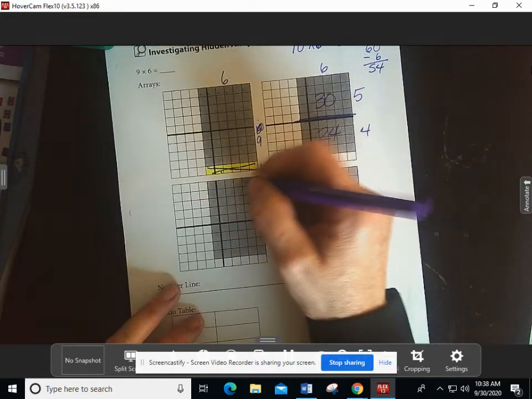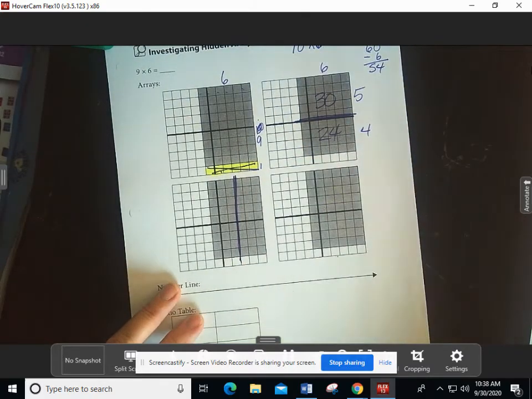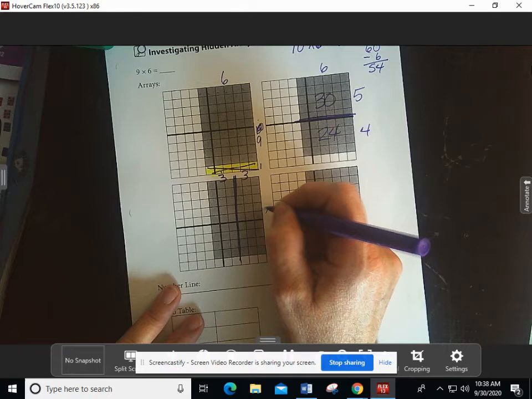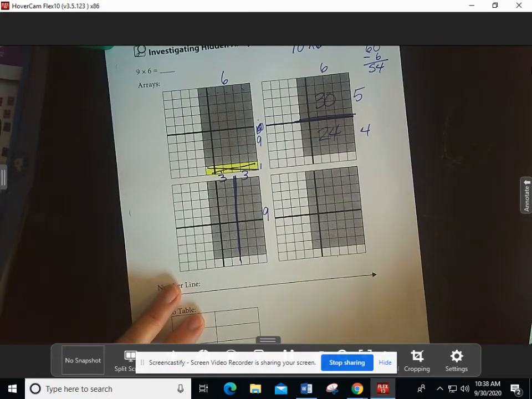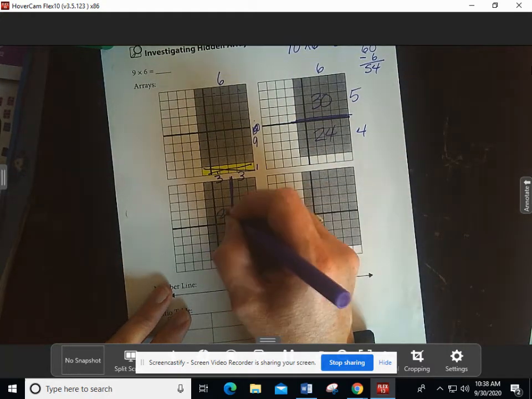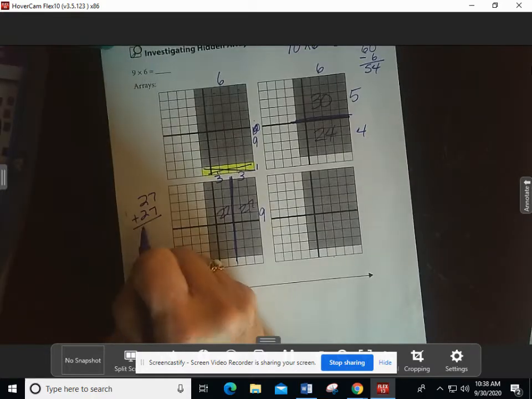And then some people might want to just divide this in half. So we have a group of 3 and a group of 3, and we still have groups of 9. So what's 3 times 9? 27, I heard people say, and then we have another 27. So we could do 27 plus 27.